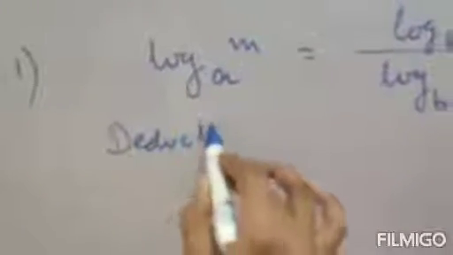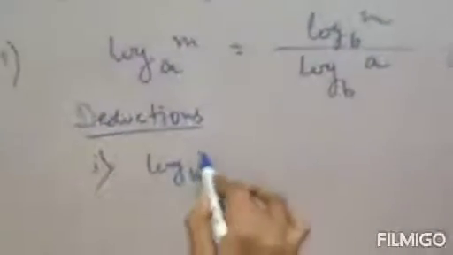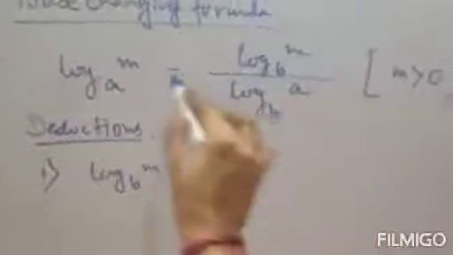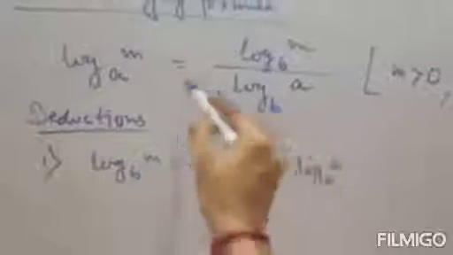From here three deductions can be done. Suppose you have to find the value of log b base m. Just cross multiply. The formula will be log b base m equals log a base m into log b base a. So log b base m equals log b base a into log a base m. Clear? Next deduction.